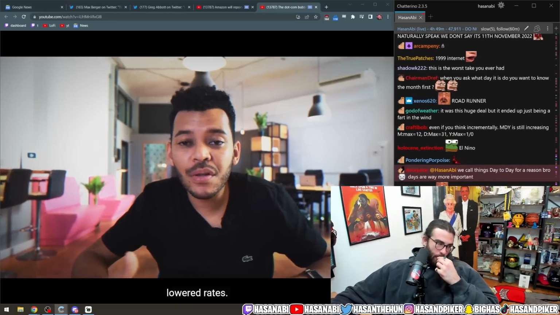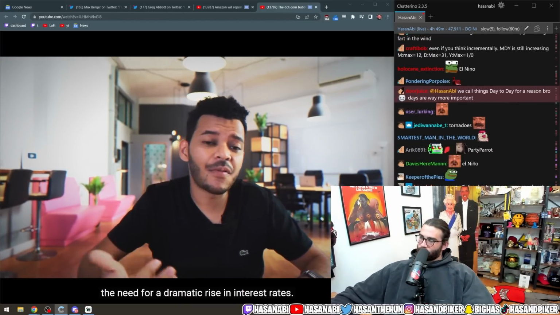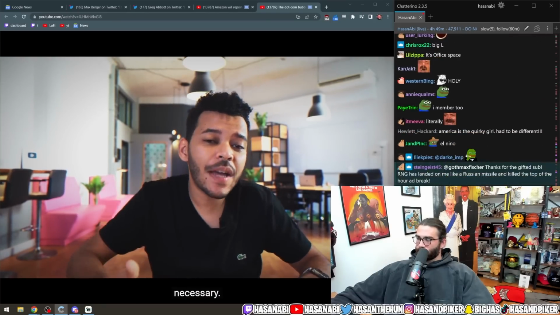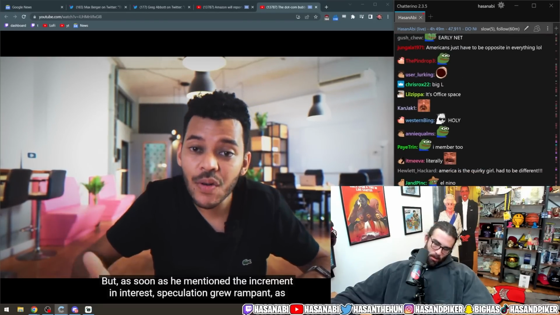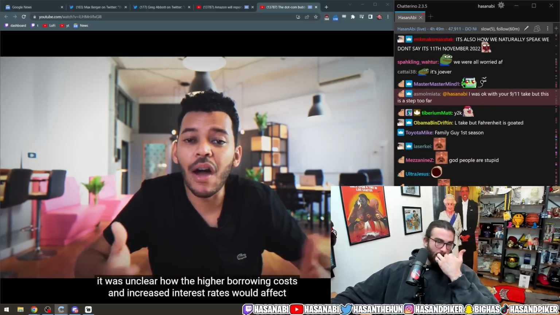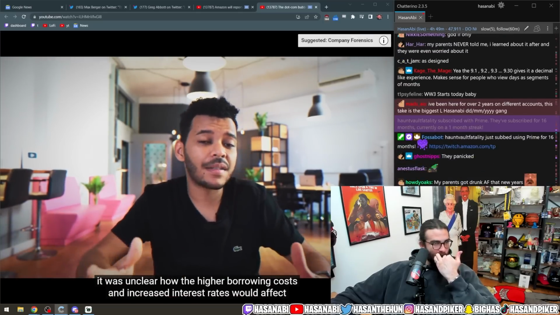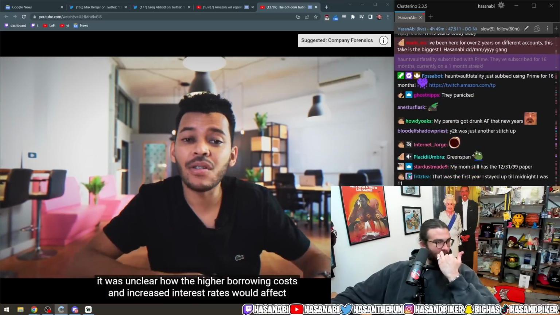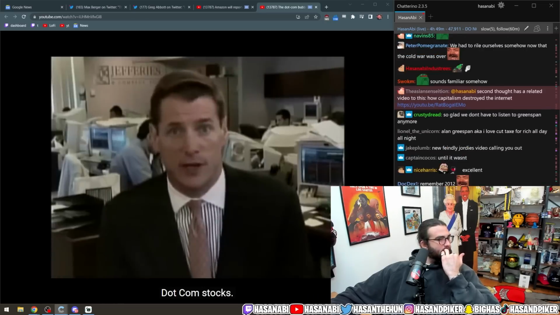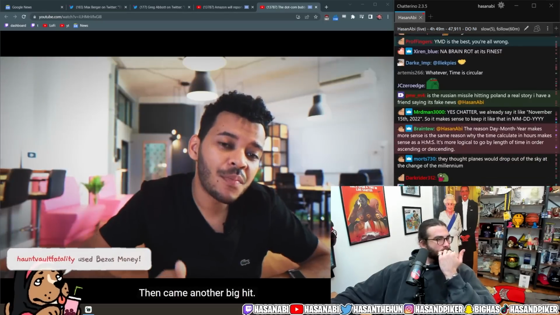In February 2000, when it was clear that we had survived, Alan Greenspan announced the need for a dramatic rise in interest rates. As soon as he mentioned that increment in interest, speculation grew rampant, as it was really unclear how the higher borrowing costs and the increased rates would affect these inflated dot-com stocks. It lost a quarter of its value in just 1 week. Some have lost up to half their value already. And then came another big hit.